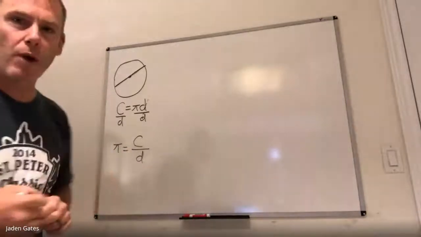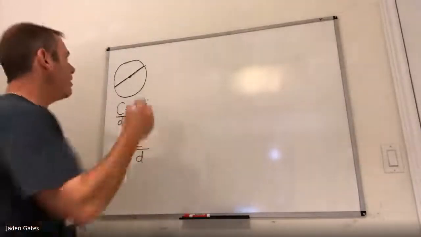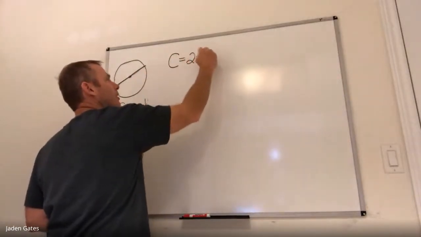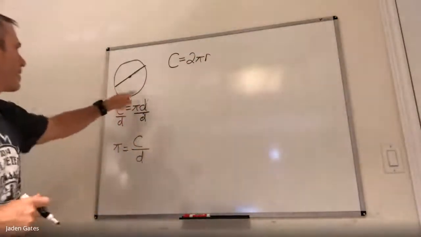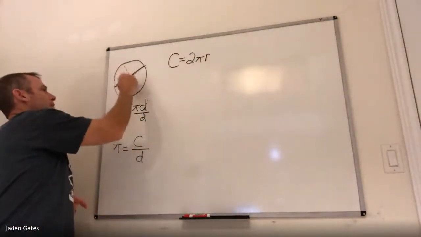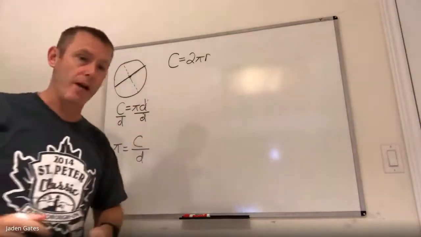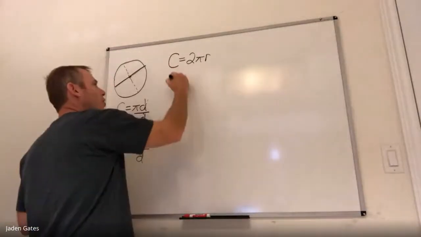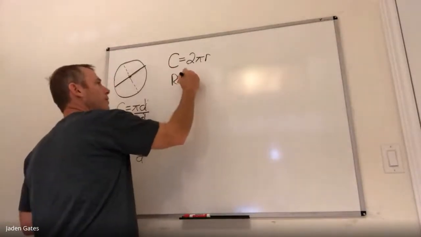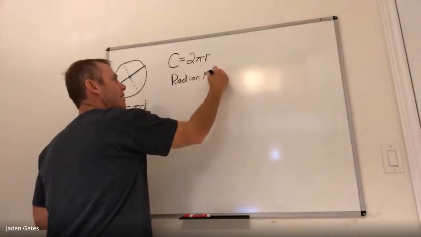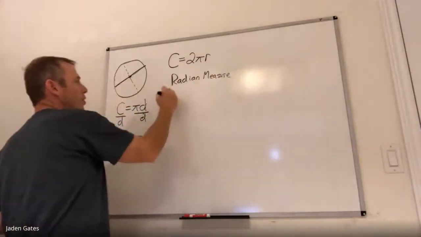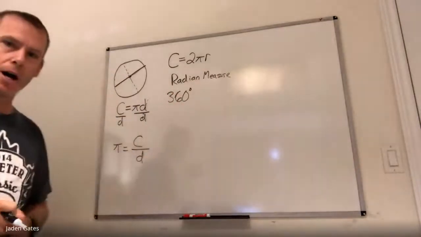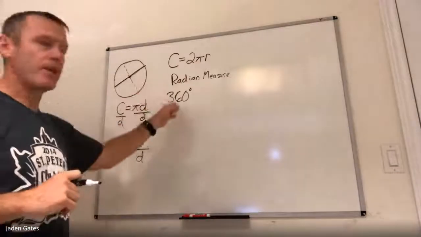Now, here's how radian measure was developed. The circumference of a circle is equal to 2 pi r. Again, that's because the radius is half the diameter, or 2 radiuses give you the diameter. So what somebody came up with was this thing called radian measure. And they said that, okay, 360 degrees, because they wanted to relate pi to degrees.